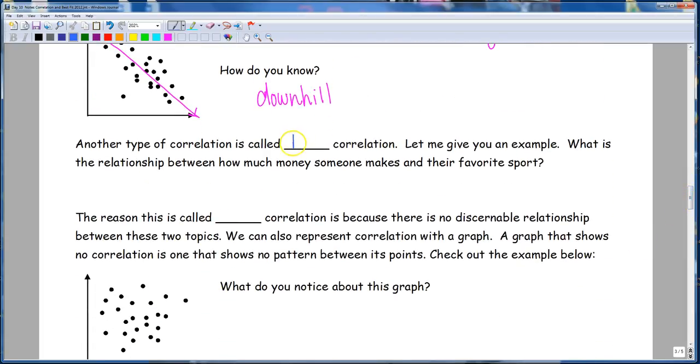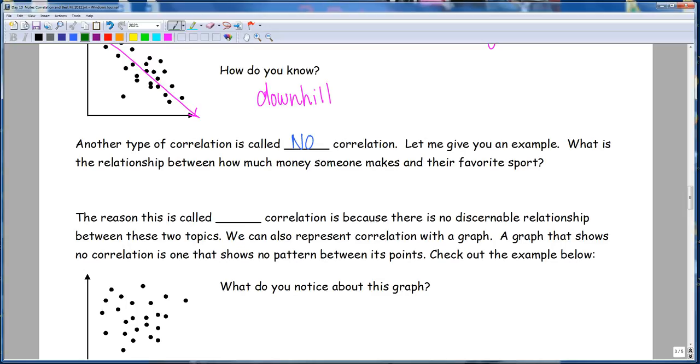Next, we're going to talk about something called no correlation. An example would be, what is the relationship between how much money someone makes and their favorite sport? We say that this is no correlation because it really doesn't matter. Maybe someone makes a lot of money and likes football. Maybe someone makes not a lot of money and likes football.